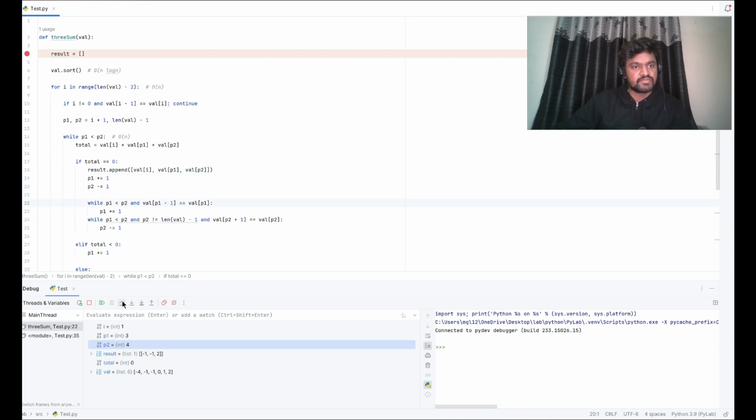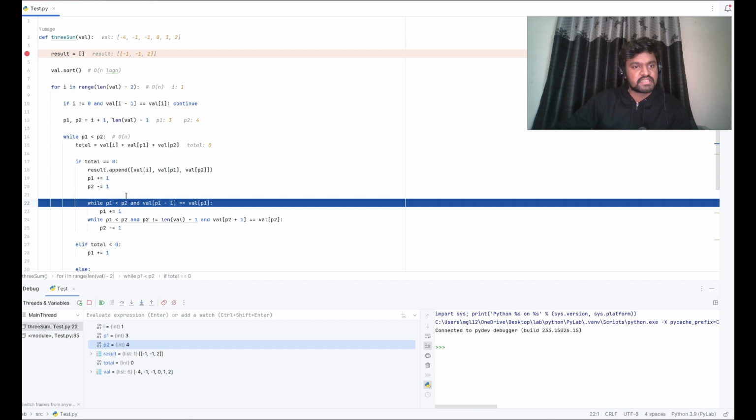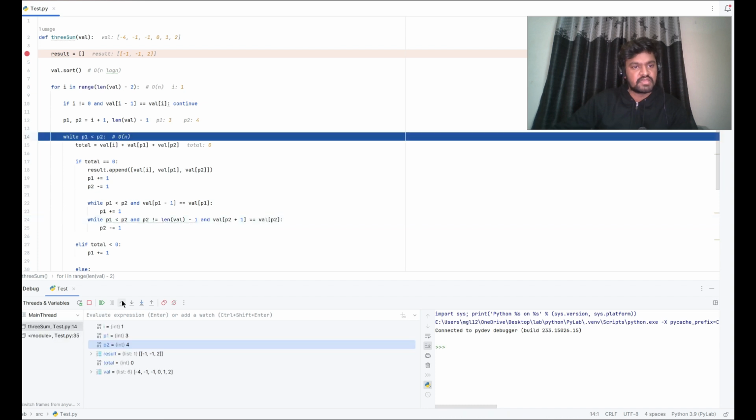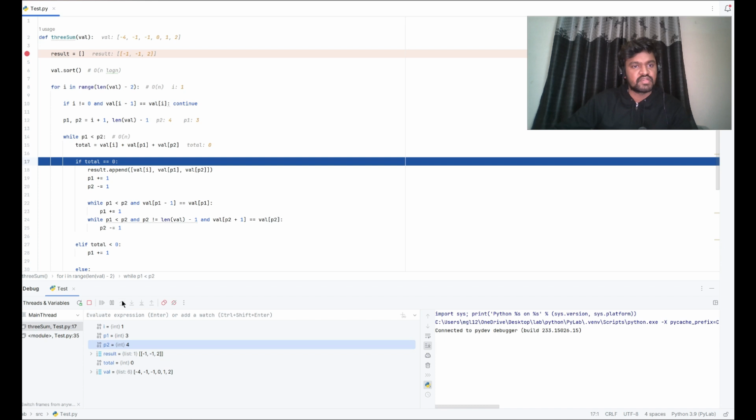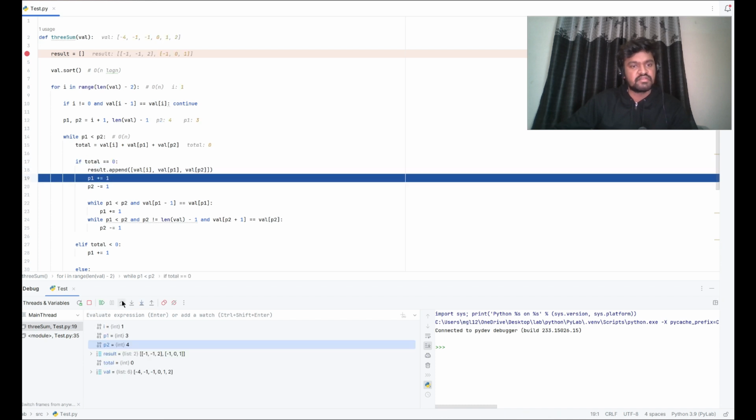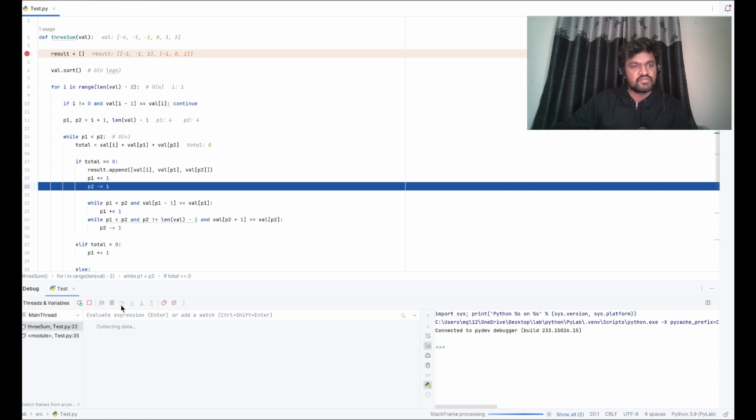decrementing p2, then we are checking with the previous value. If the previous value is the same, then we increment the p1 pointer. So we have added 1, right? So now again when we do this, we again got the response -1 0 1. We got a 0, and we have added that.